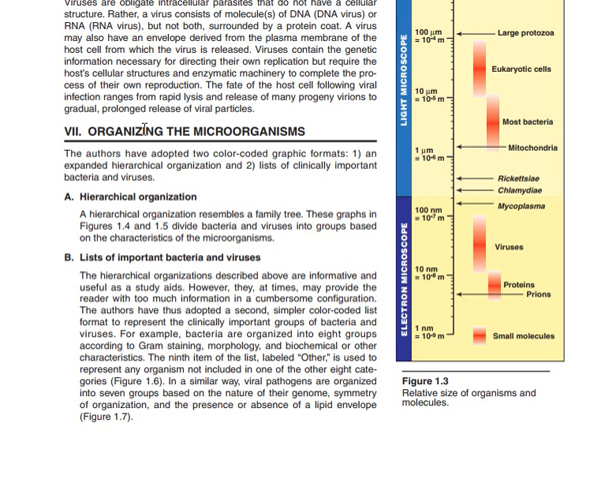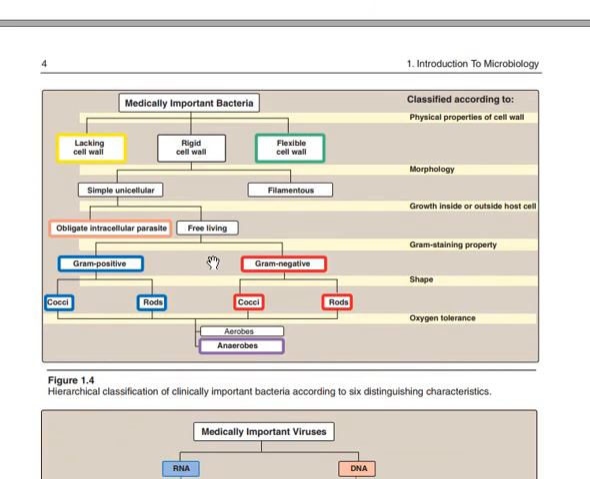Is it clear? So when you want to do organization of microorganism, you need to know that in this textbook the authors have done the two-colored graphic formats. So you have hierarchical organization, you have list of important bacteria and viruses. So let's visualize the hierarchical classification of clinically important bacteria according to 6 distinguishing characteristics. So these are medically important bacteria.